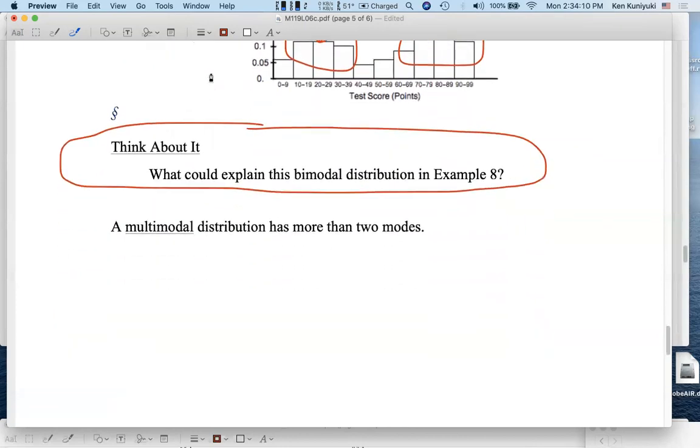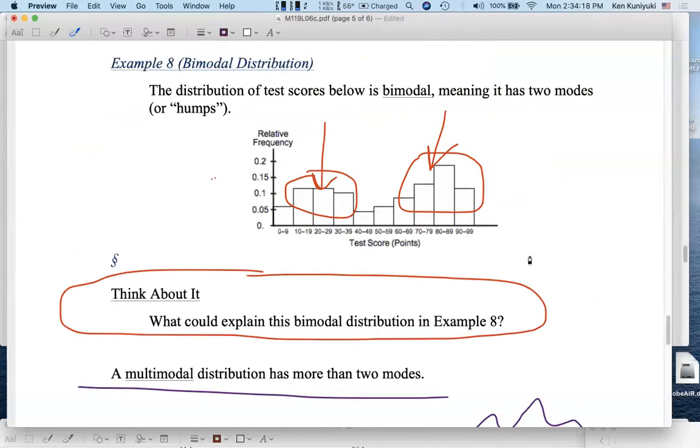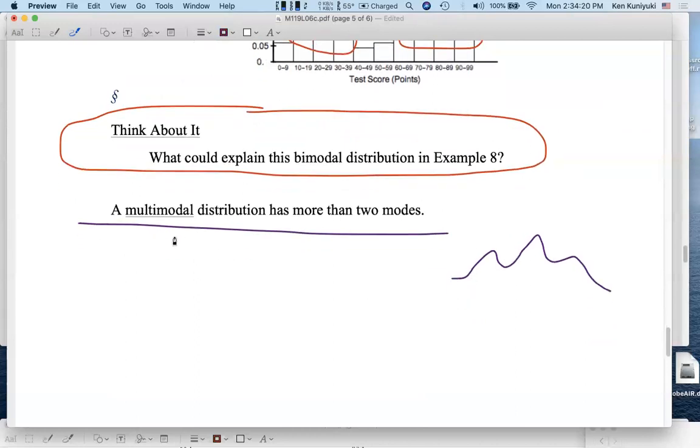A multimodal distribution has more than two modes. So something like this. Okay. Here you might be thinking of a camel. Here you have 3 or 4 humps. That's multimodal.